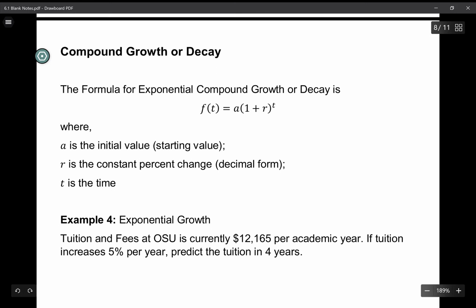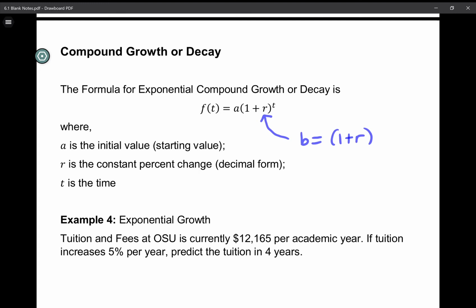All right, so let's talk about compound growth and decay. So the formula for exponential compound growth or exponential decay is f of t equals a times (1 plus r) to the t. Now this is very, very similar to the formula for exponential functions. It is an exponential function. And when we're talking about exponential compound growth and decay, we use 1 plus r because we usually talk about growth rates, and r is the growth rate. But if we want to make this mesh with what we learned about exponential functions, our b value is just equal to 1 plus our growth rate or our decay rate.